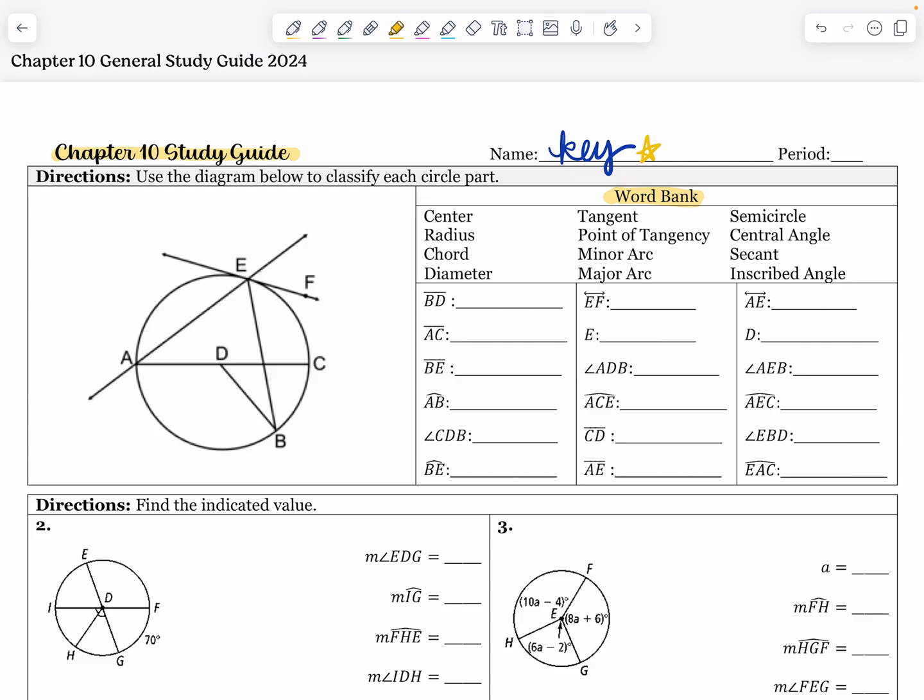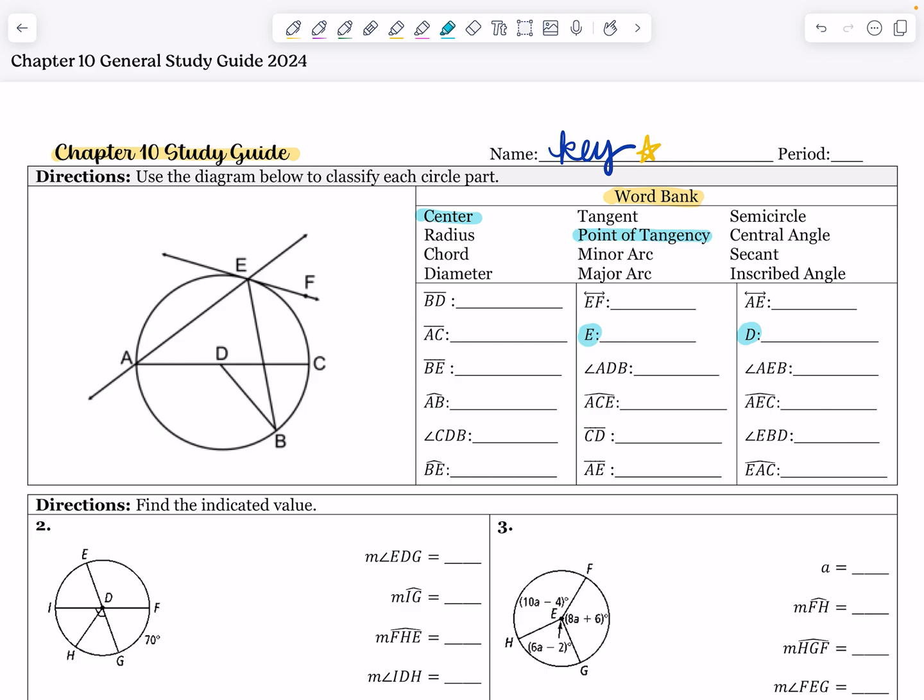So the first thing I'm going to do is look for the ones that are a single letter. Which ones are a single letter? Well, we have E and we have D. Those are the only ones that have a single letter. What are the only options for the ones that are a single letter? You're either going to have a point that is the center or you're going to have a point of tangency. So we just need to go to our picture and see, is that point at the center or is it a point of tangency?